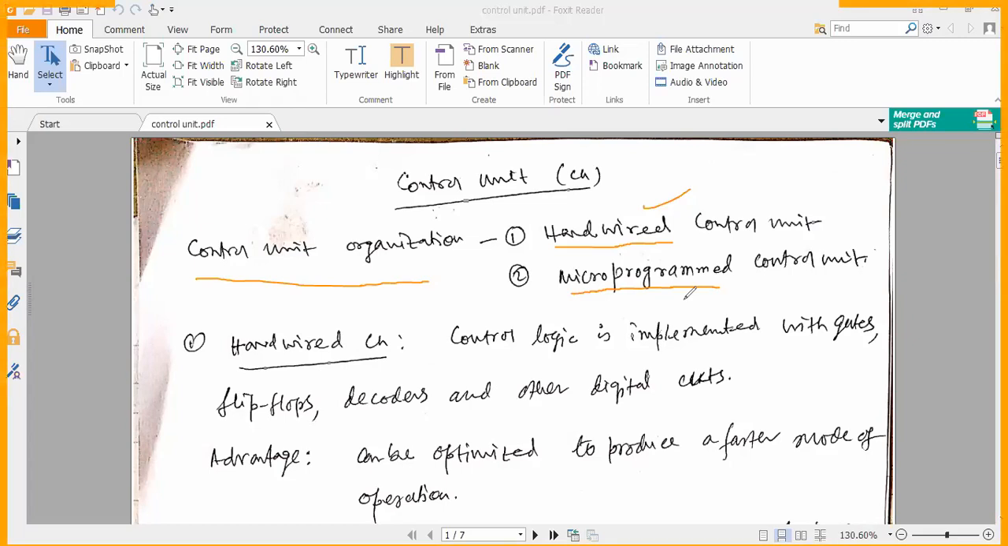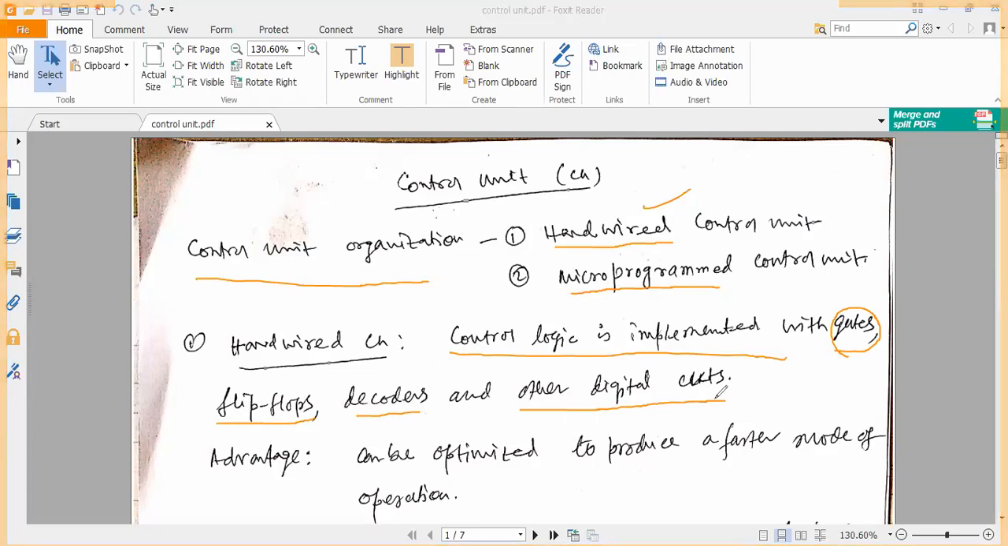So this is a hardware circuit. That's why I have written over there: control logic is implemented with gates. There may be some flip-flops, maybe decoders, and other digital circuits may be required. As these are physical circuits, that's why these are called hardware control units. So these are the components of the hardware control unit.